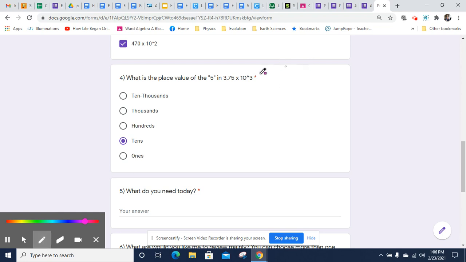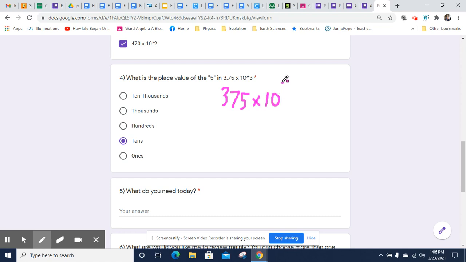There's another way you could approach that. We could make this 100 times bigger, 375, and make the 10 to the third 100 times smaller. And what this will tell us is the place value of the ones place in the coefficient. The place value for the ones place is 10 to the first, which is 10. So that's the same thing.